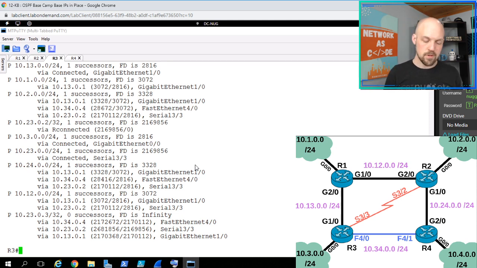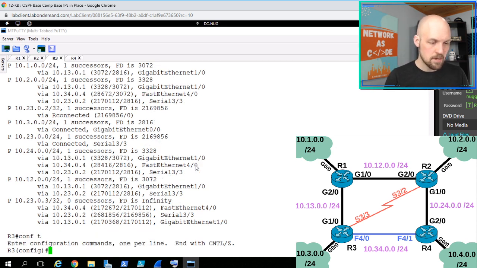All right, so without further ado, let's go ahead and configure this. First of all, we need some networks to summarize. We don't really have anything to summarize right now. So let's go ahead and make some loopback addresses and we'll summarize those. So router 3.